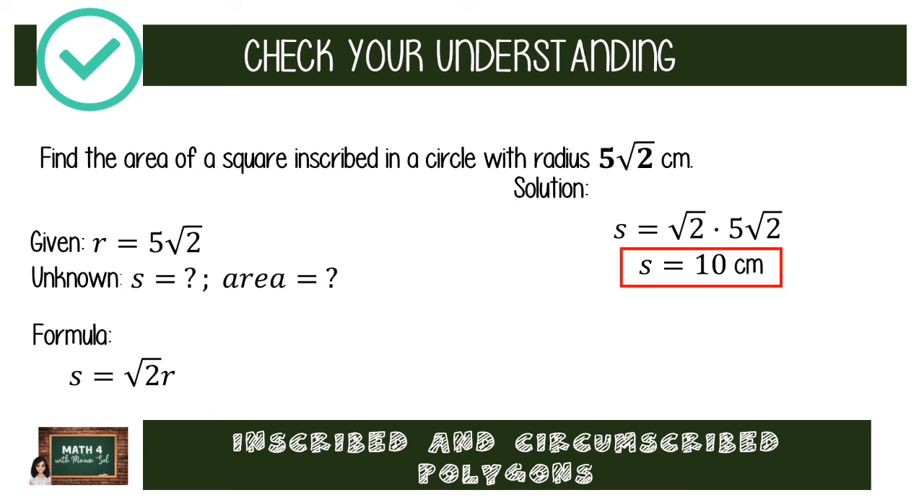Now that we found that the side is 10 centimeters, we can use that to find the area of the square, because the area is equal to s squared, and that will then be 10 squared, or 100 square centimeters. The area of the square inscribed in the circle is then 100 square centimeters.